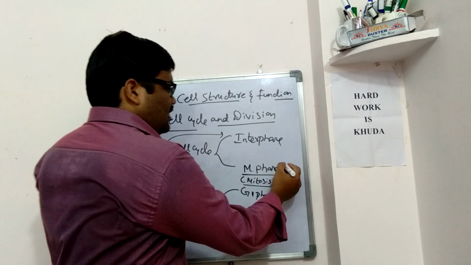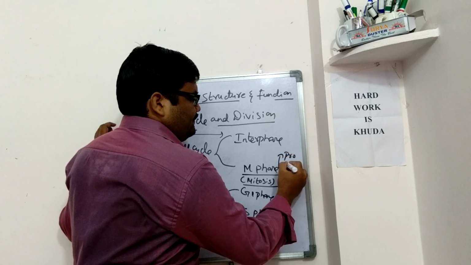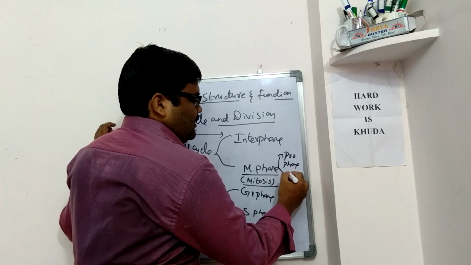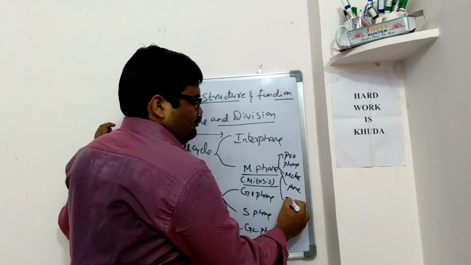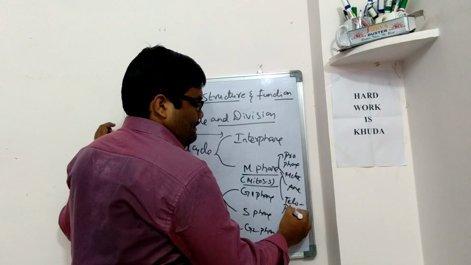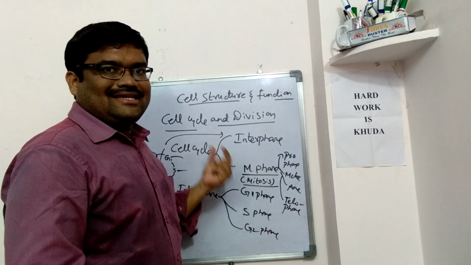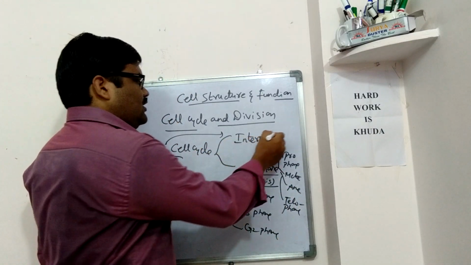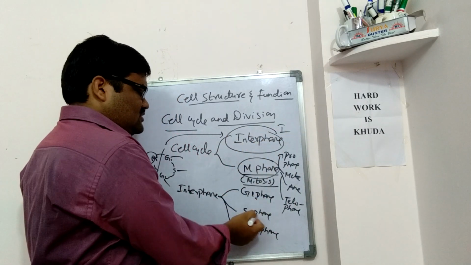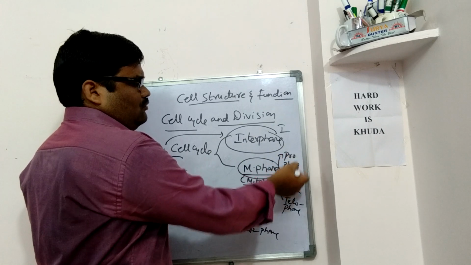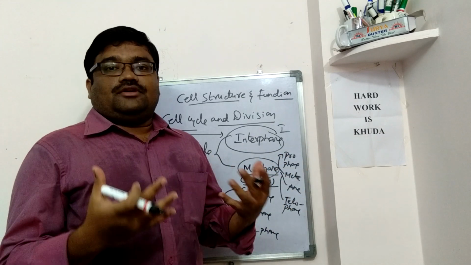And this M phase again has, as we said, prophase, metaphase, anaphase, and telophase. So those are the different subdivisions of the cell cycle. Broadly, the cell cycle consists of interphase and the M phase. Interphase consists of G1, S, G2. M again has prophase, metaphase, anaphase, telophase. Interphase is a preparatory phase.